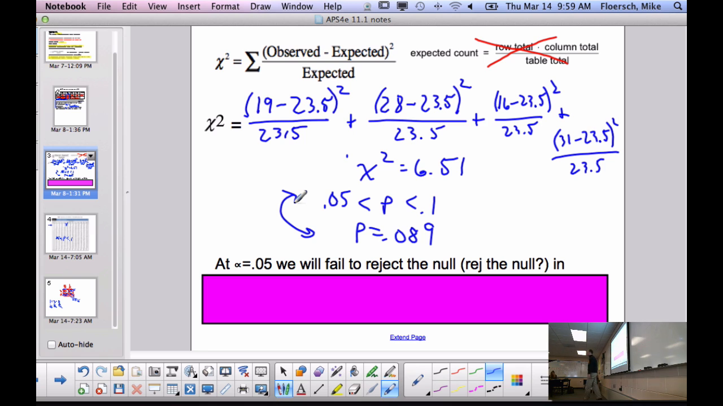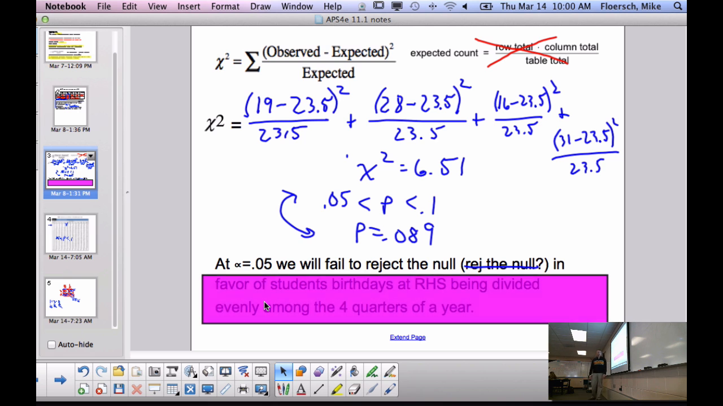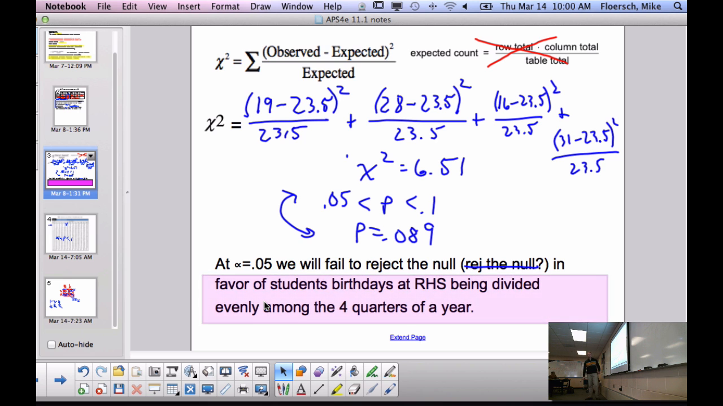Either way, what's our conclusion now? At alpha 0.05, we fail to reject or reject? We failed to reject the null, so it's not that part. Can anybody give me what the conclusion would be? Failed to reject the null. Okay? In favor of there being no measurable difference between the quarters in birthdays for students here at Rosemont High School. That would be your conclusion. In favor of the students' birthdays at RHS being divided evenly among the 4 quarters of a year.